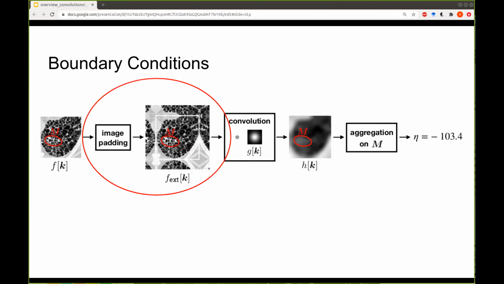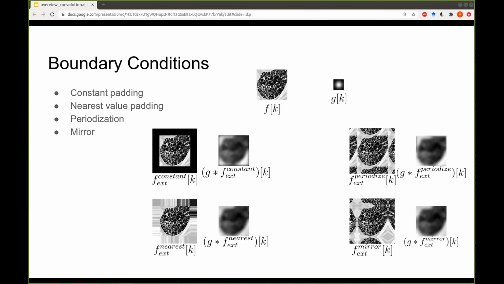So we now describe briefly the boundary conditions for padding the input image. Here we have the input image F, the filter G, and we have 4 boundary conditions and the result of the convolution after padding with these conditions. First we have padding with a constant value, then padding with the nearest value, we have periodization and mirror padding. They are the most commonly used padding methods.